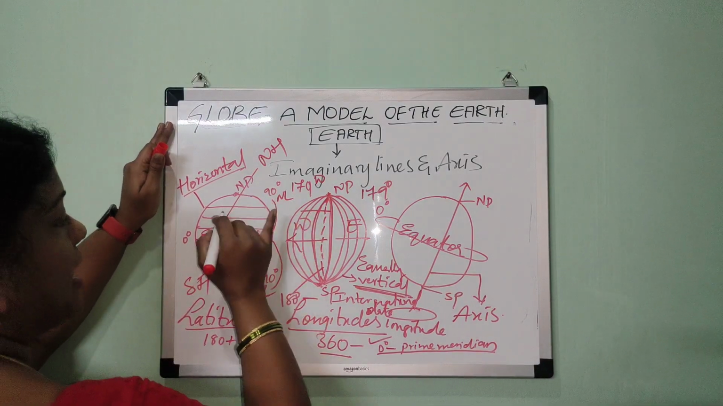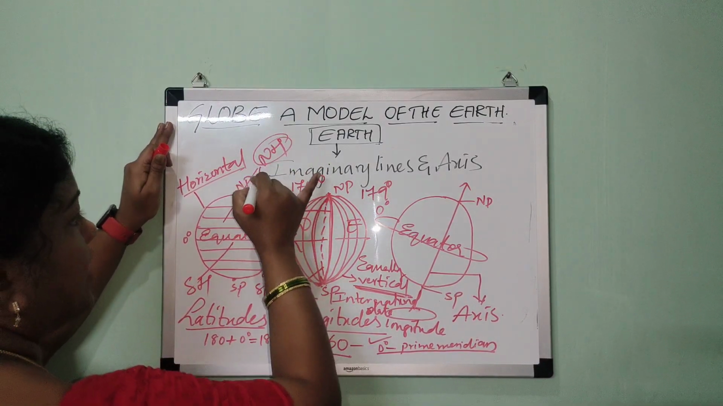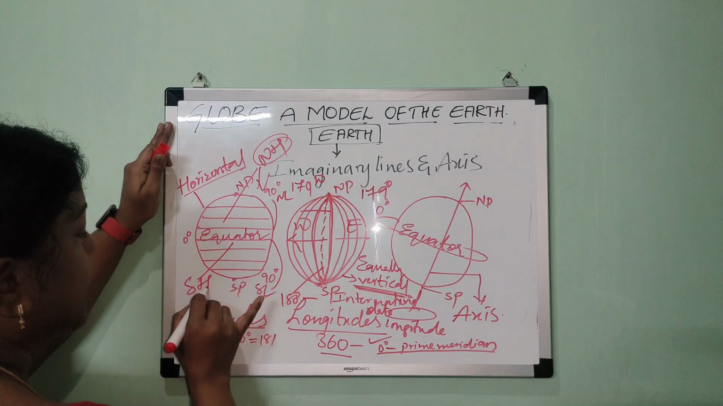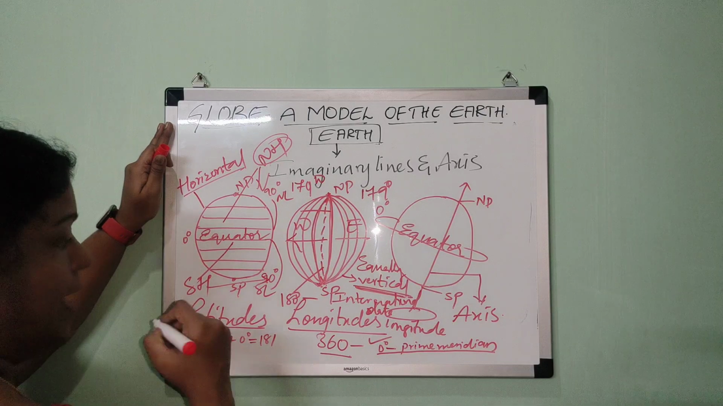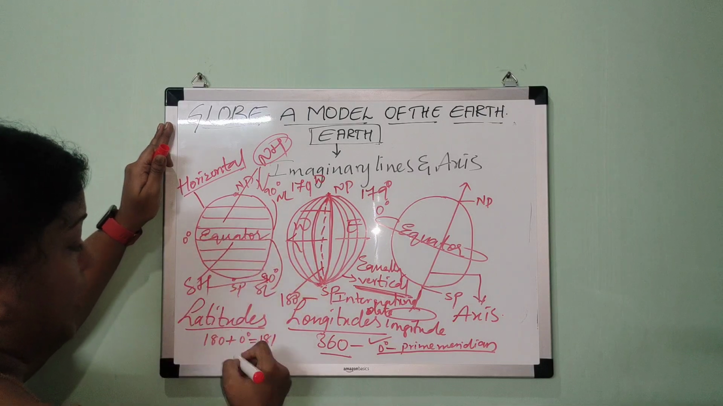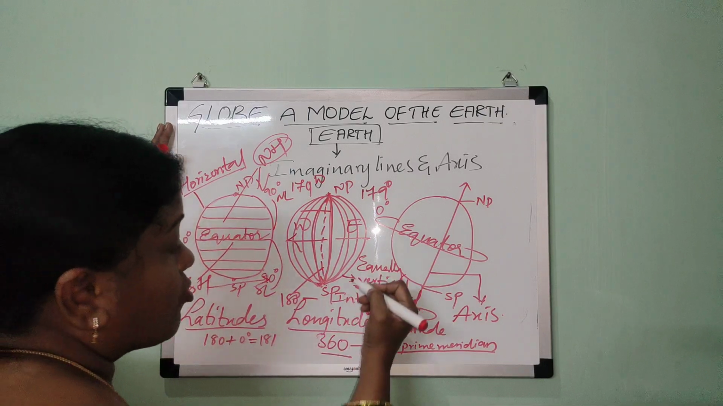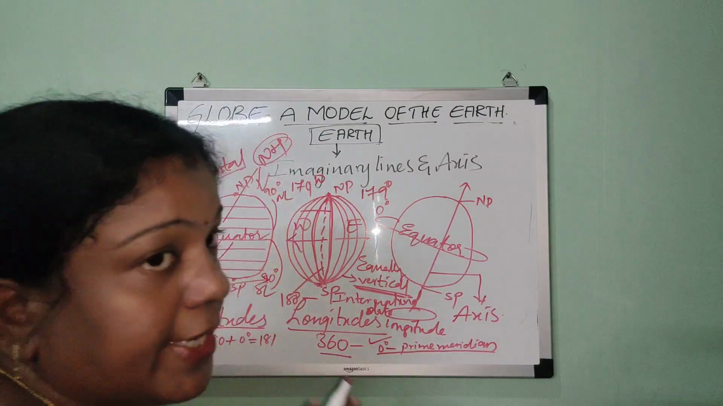Now how many latitudes are there in the northern hemisphere? 90. How many latitudes are there in the southern hemisphere? 90. Totally 180 latitudes plus one of the equator, 181, and here the count of 360 longitudes is very clear.